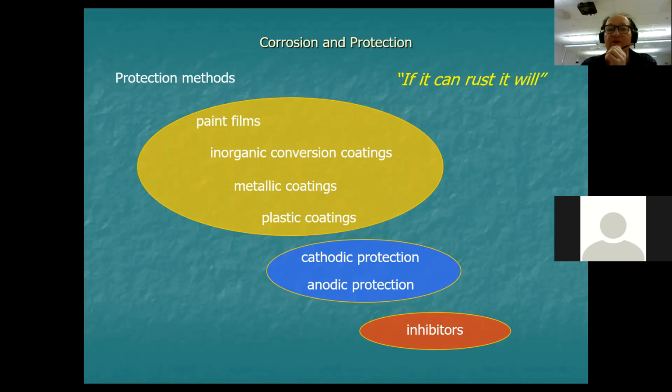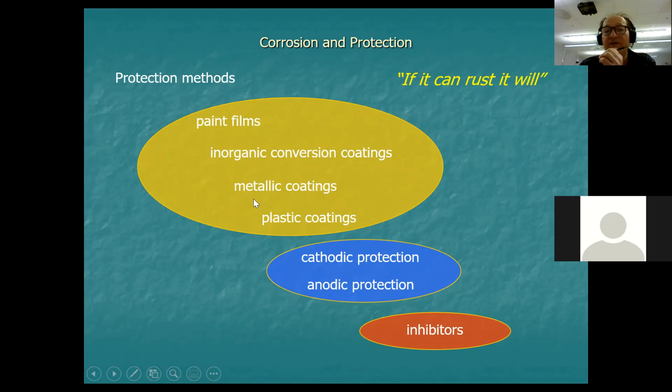And then we can do something which is called inorganic conversion coatings, whereby we put a thin film of an inorganic material onto the surface. A very good example of that would be to phosphate. And then we can paint on top of that. So this inorganic conversion coating is actually an intermediate layer. You probably wouldn't actually see it in practice because it's covered up with a layer of paint, for example.